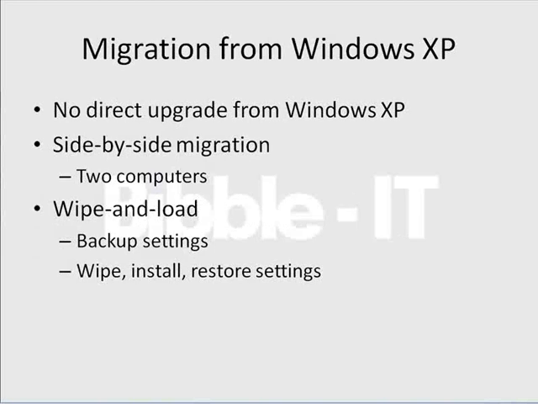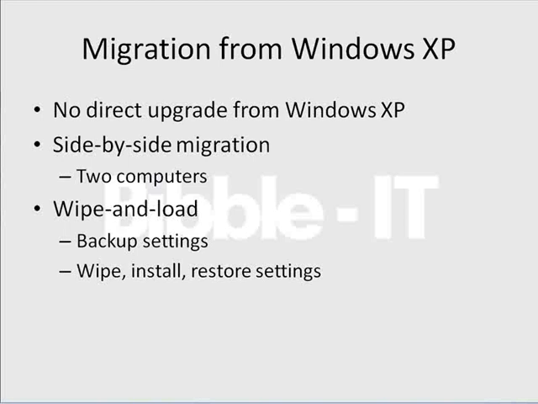You can't directly upgrade a PC from Windows XP to Windows 7. There's two types of migrations that you can do. You can do a side-by-side migration, so if you've gone out and bought a new computer that comes with Windows 7, it is possible to still transfer your settings from your XP machine across to your Windows 7 machine. You can't transfer the programs. You would need to manually reinstall the programs on the new computer.